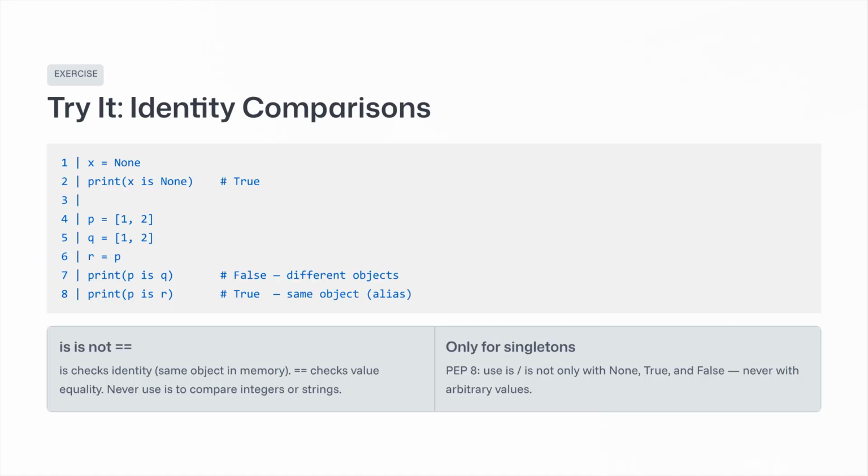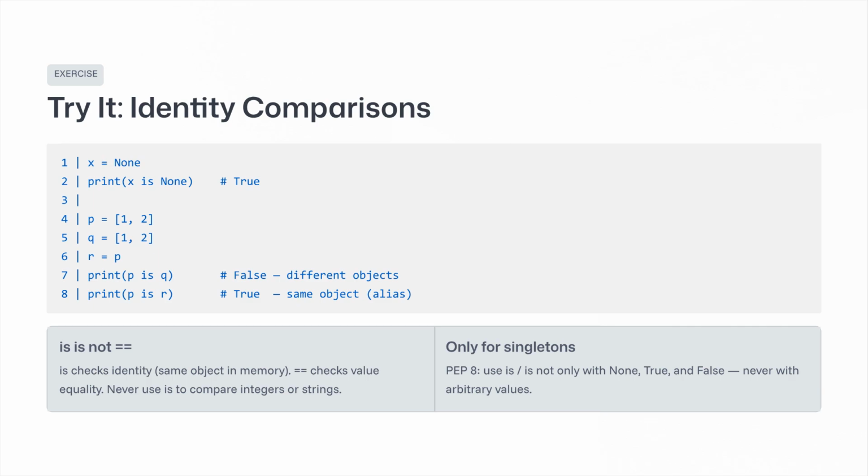Identity comparisons in practice. Line 1, x equals None. Line 2, x is None is true. Correct pattern for None checks. Line 4, p equals list 1, 2. Line 5, q equals list 1, 2. Same value, different objects. Line 6, r equals p. Just another name for the same object, an alias. Line 7, p is q is false. Different objects in memory. Line 8, p is r is true.